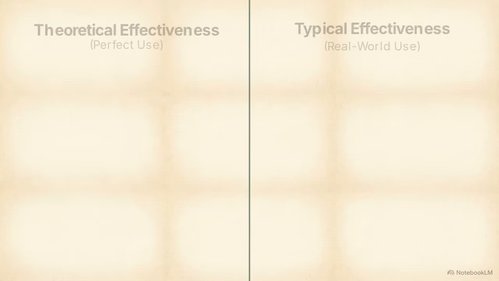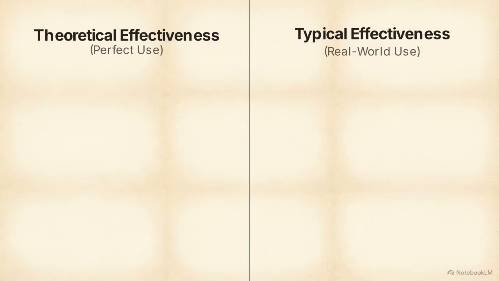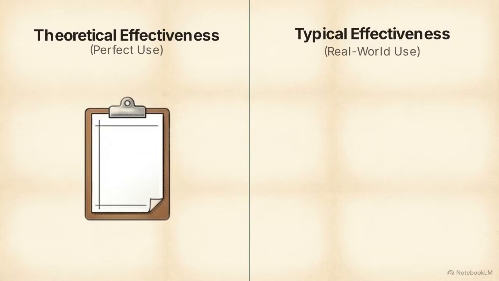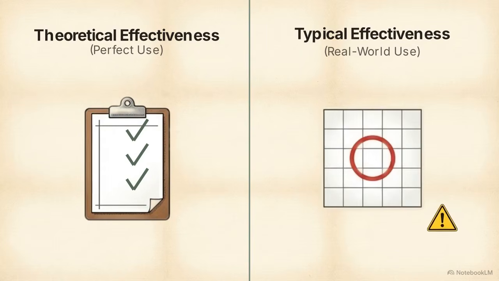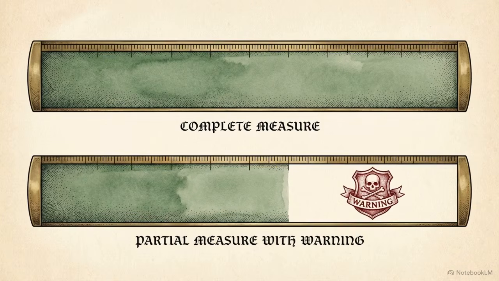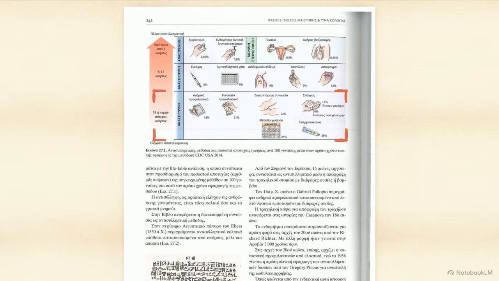Evaluating these methods requires splitting the data into two distinct categories. Theoretical effectiveness represents the protection offered when a method is used perfectly, adhering strictly to all clinical guidelines. Typical effectiveness measures outcomes in reality, accounting for missed doses, incorrect application, and irregular schedules. The divergence between these two numbers is the compliance gap. Human behavior drives failure rates upward. The more a contraceptive method relies on daily user intervention and memory, the wider this gap becomes.